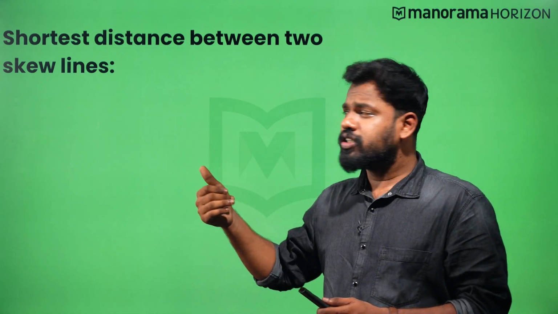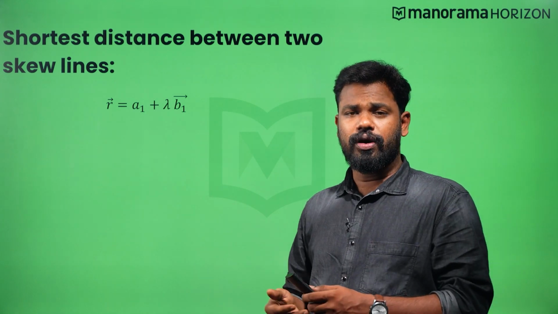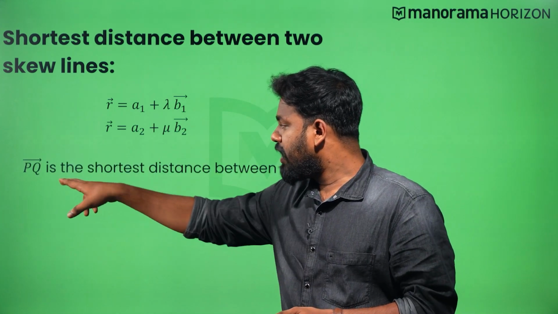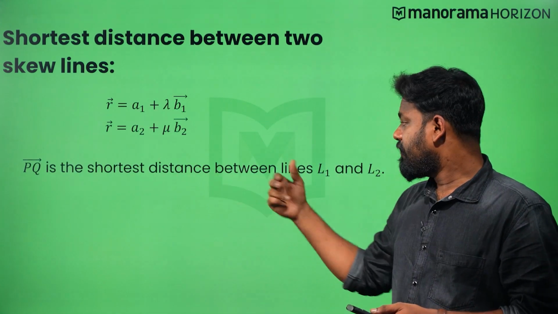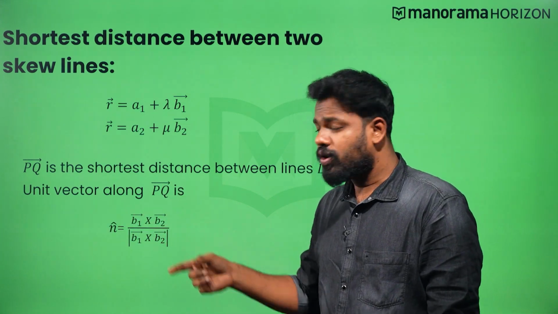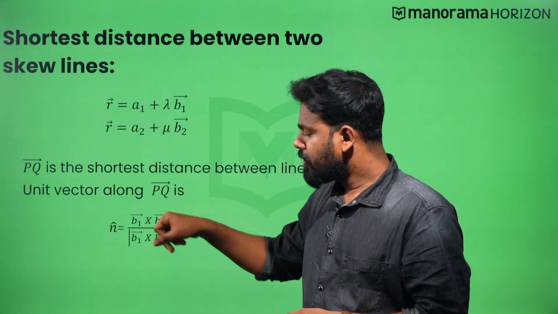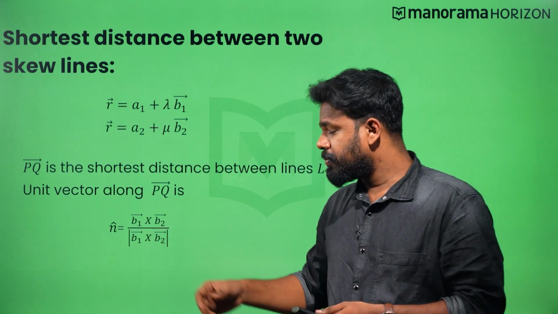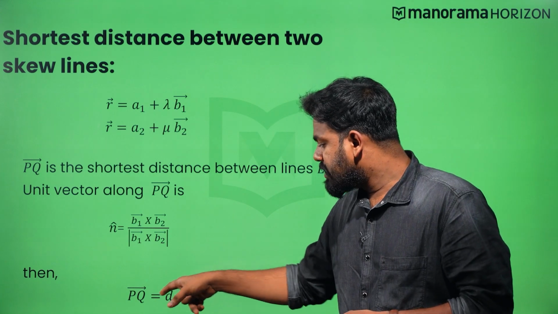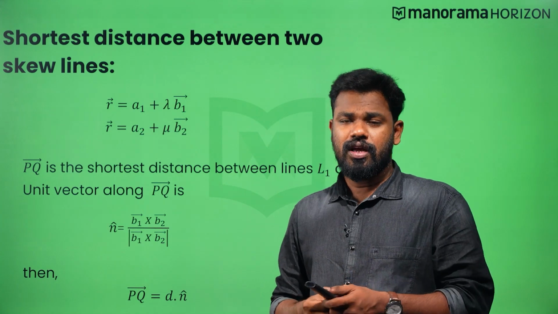Now, to find the shortest distance between the two skew lines, the first line's equation is R equal to A1 plus lambda B1, and the second line's equation is R equal to A2 plus mu B2. If I have that, I can find the shortest distance here, PQ. I can find it using the formula: unit vector n is equal to B1 cross B2, the whole divided by the modulus of B1 cross B2. So, first I need to take B1 and B2 and find the unit vector n, which is B1 cross B2 divided by the modulus of B1 cross B2. Then I can say PQ is equal to D dot n, that is, the distance dotted with the unit vector n.